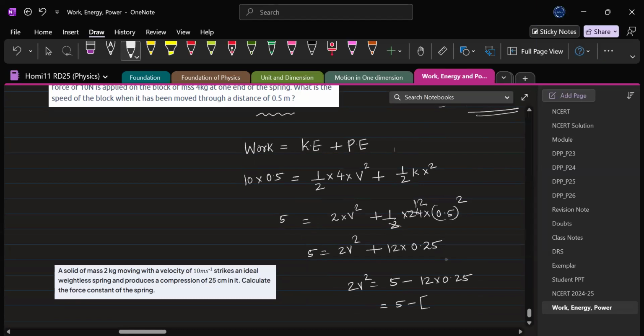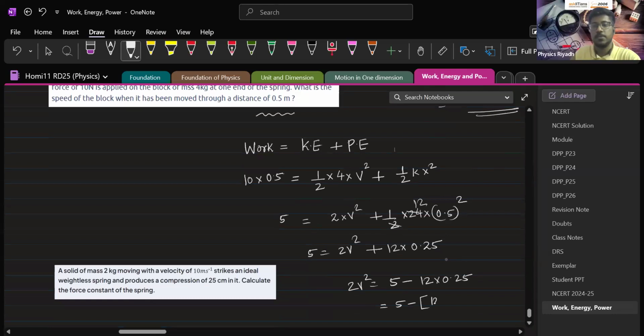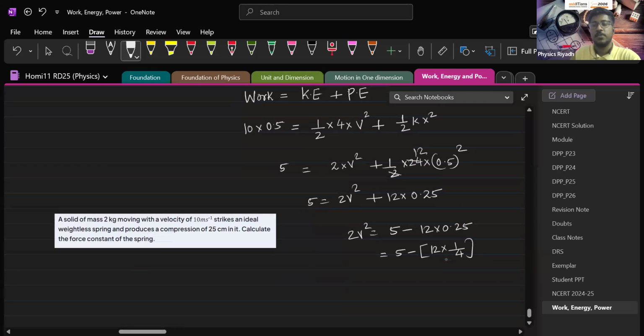Sir, can you write 12 into 1 by 4? We can write it like that also, so it will be 3. That's a good way to write it actually. So 5 minus 12 into 1 by 4, that is 3. So it is 2. Okay. So 2v square is equal to 2, v square is equal to 1, v is equal to 1 meter per second is the answer.